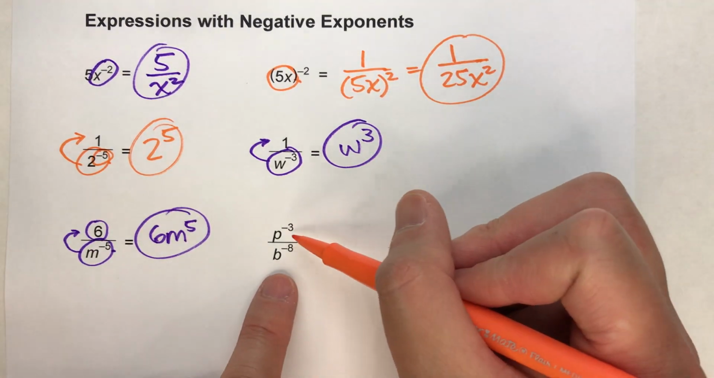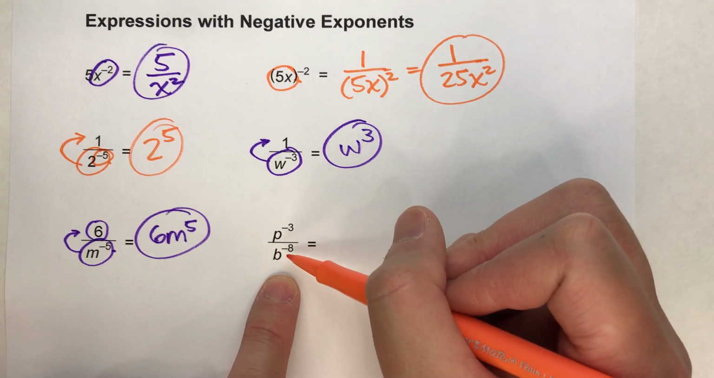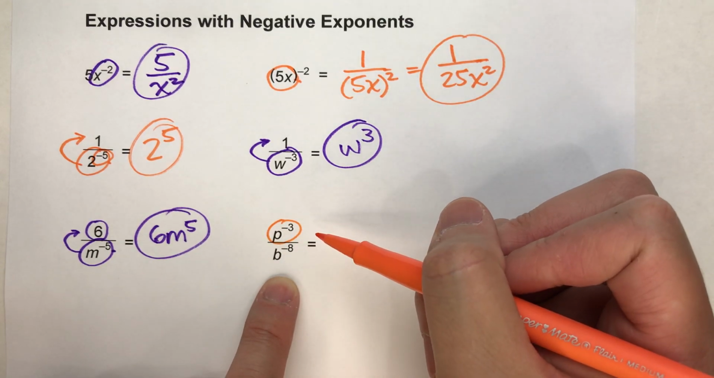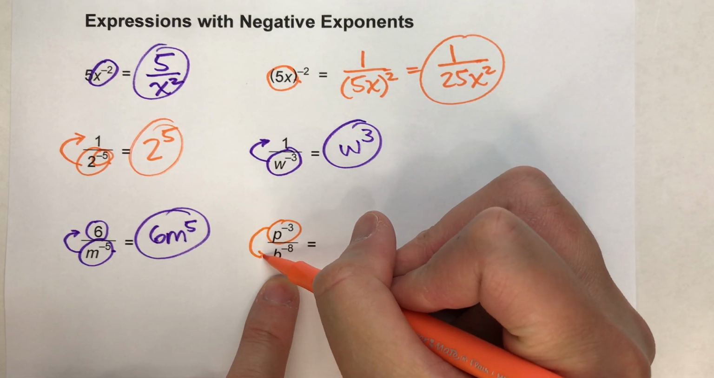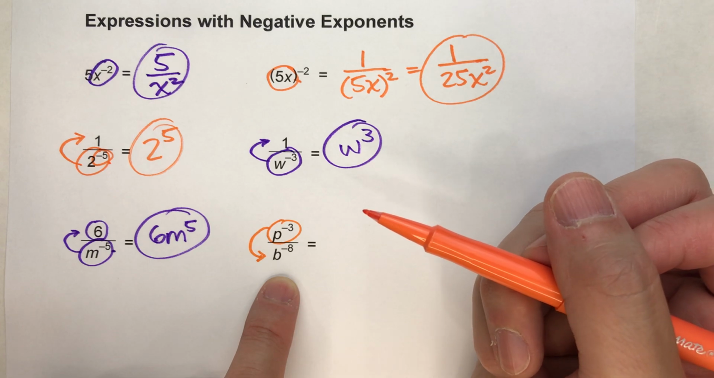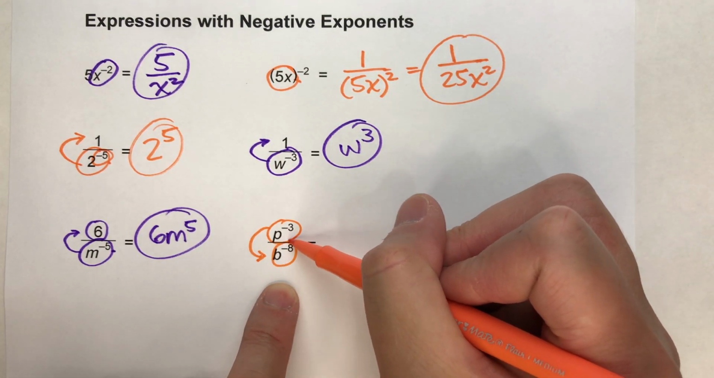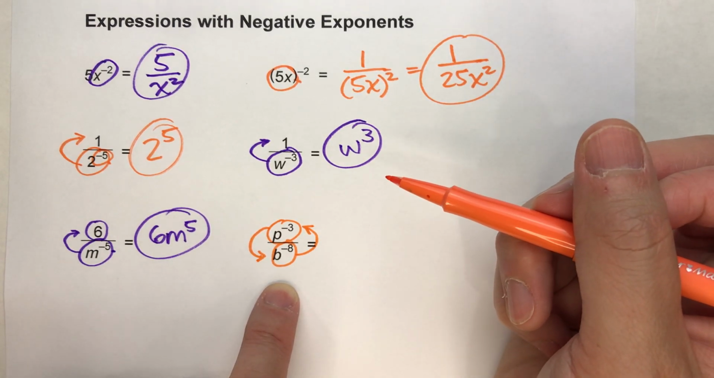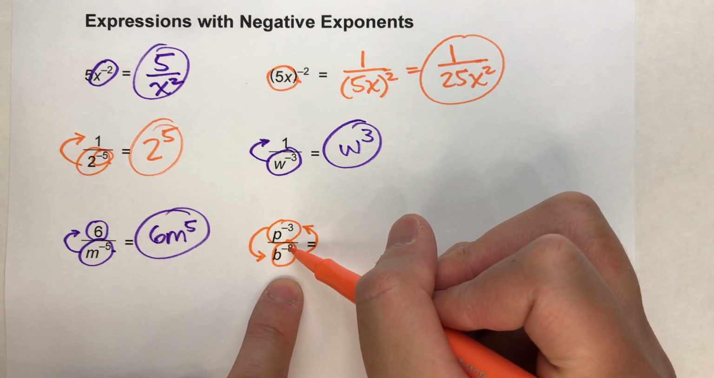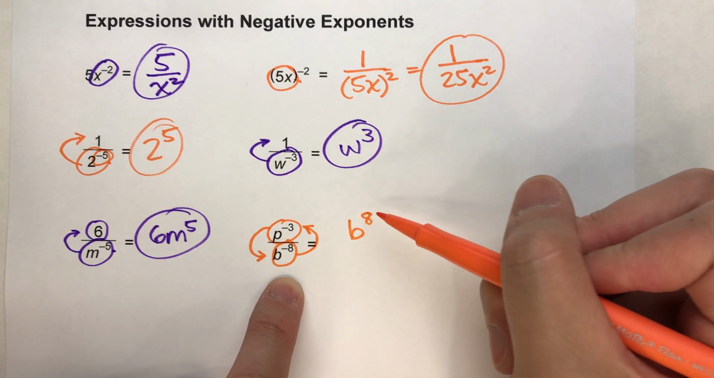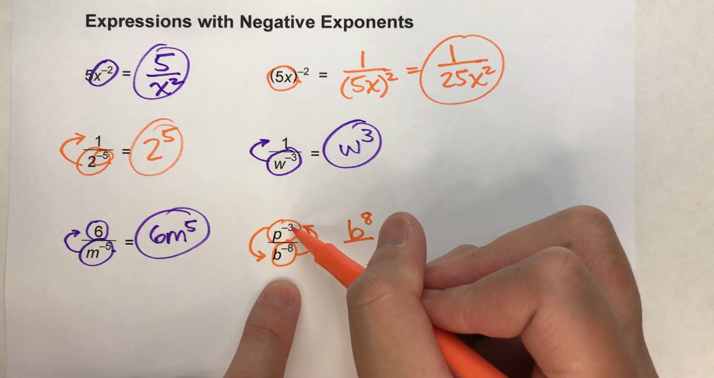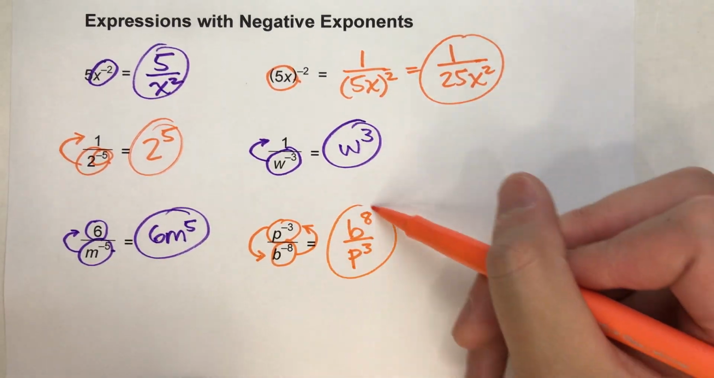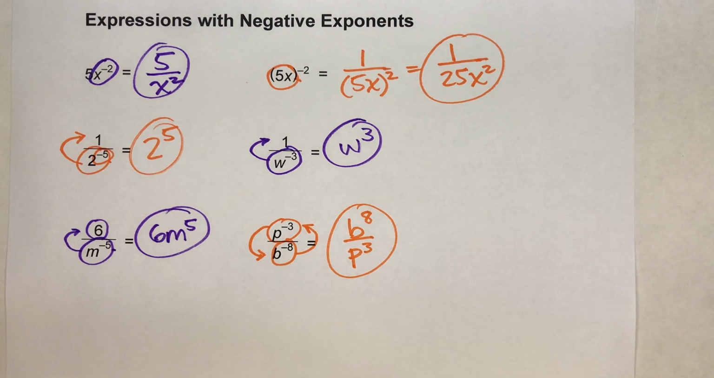Last one, p to the negative third divided by b to the negative 8. Okay, so this one's a little confusing. You've got a negative exponent on top. That means it's going to have to move to the bottom and become a positive exponent. Now, on the bottom, you've got a negative exponent, so it's going to have to move to the top and become a positive exponent. So that b to the negative 8 moves to the top and becomes b to the positive 8. That p to the negative third moves to the bottom and becomes p to the positive third. There's your answer.